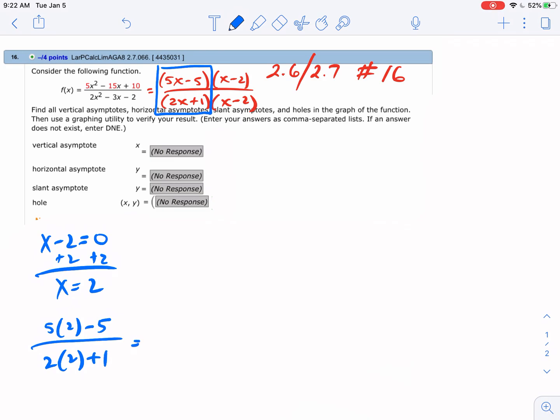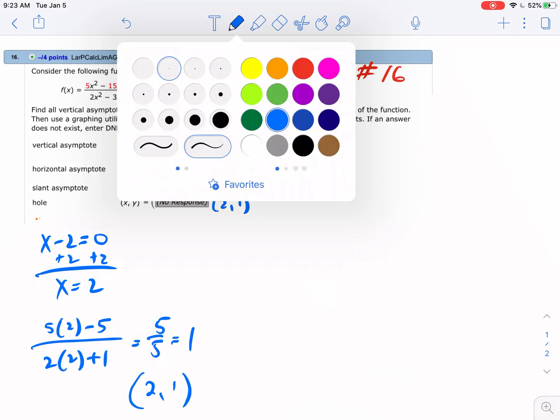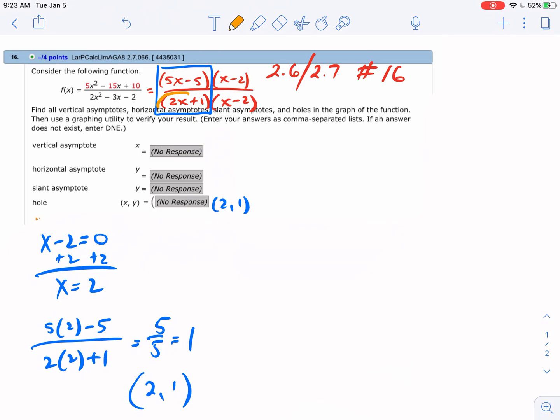And I get 10 minus 5 on top, and 10 minus 5 on top is 5. 2 times 2 is 4, plus 1 is 5. So when x is 2, my output's 1. So that's where the hole is located. Now, we still would have a vertical asymptote, and that's going to be located where this thing is 0.